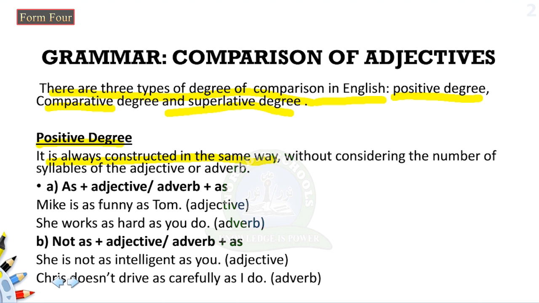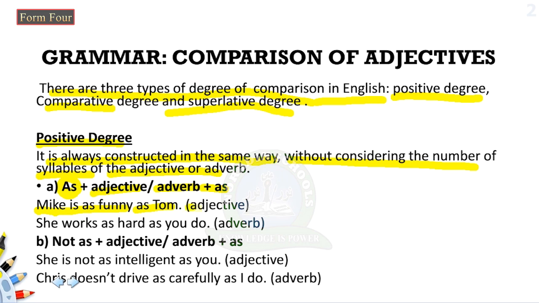For example, you are as beautiful as your sister. So if you are as beautiful as your sister, it means that your sister and you have an equal rank of beauty, without considering the number of syllables of the adjective or adverb. We're going to use as plus adjective or adverb plus as. For example, Mike is as funny as Tom. We compare Mike and Tom, but Mike and Tom are the same or similar.